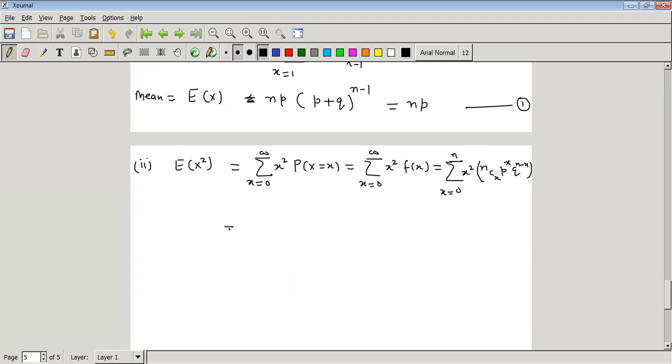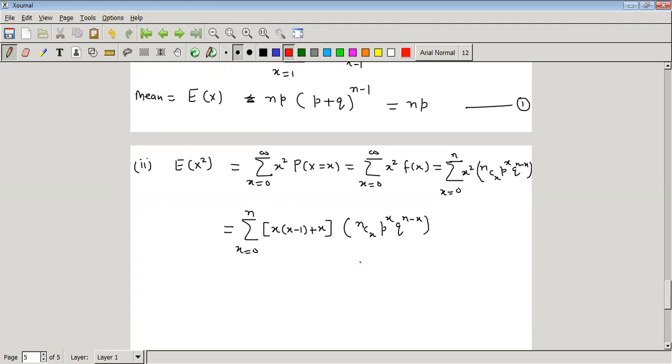Now, when we calculate the expectation of x square for the binomial distribution, there is one important point. We have to write this x square. How can we write this x square? We can take summation x equal to 0 to n of x square as x into x minus 1 plus x, into nCx p to the power x q to the power n minus x.